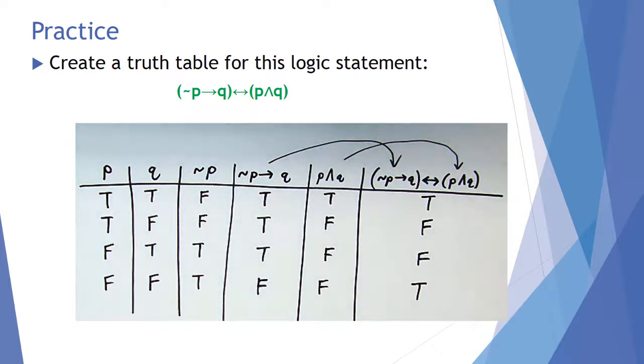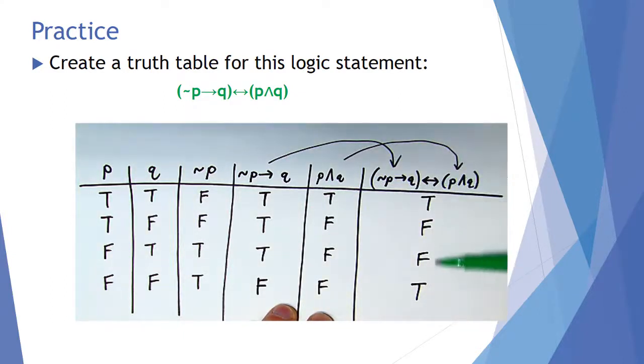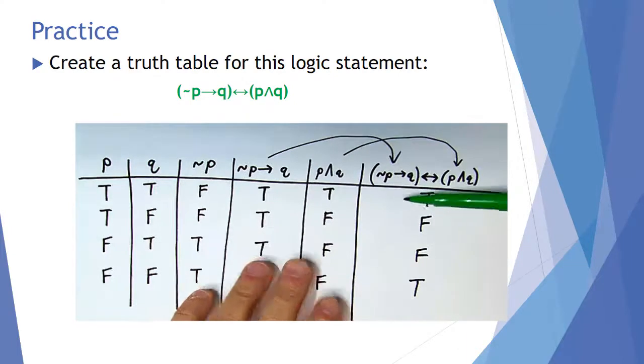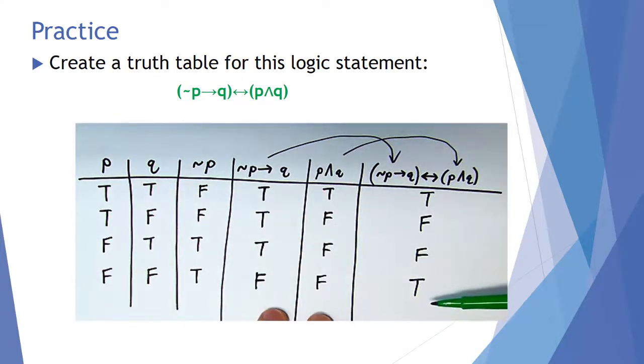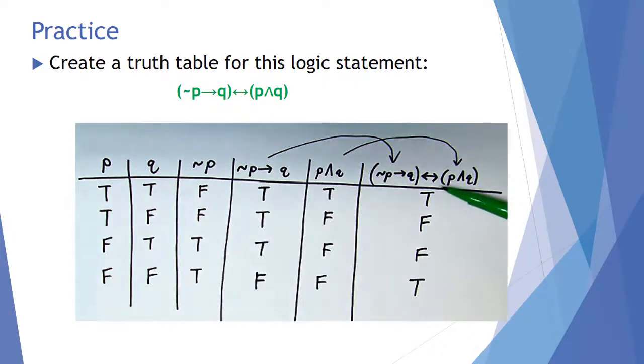Now what we've done here is we've asked ourselves, does this column, not P implies Q, and the P and Q, does this give us the same result? Well, we can see visually that it doesn't, but a biconditional checks that. It says they give the same result in row 1 and they give the same result in row 4, but they don't give the same result here. This is really a test as to whether the two halves of this biconditional are equivalent.